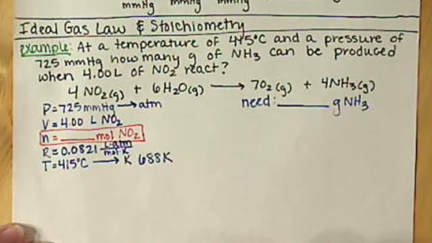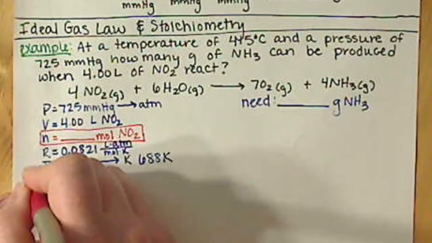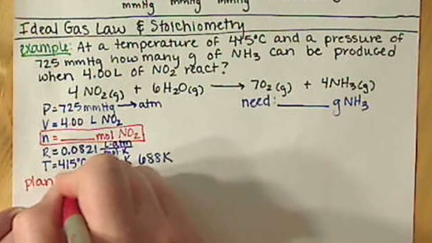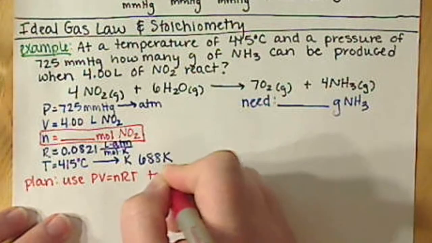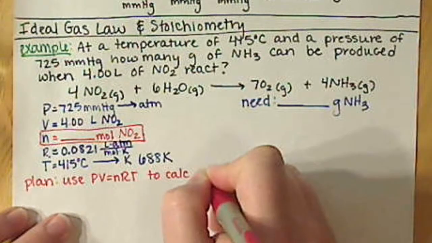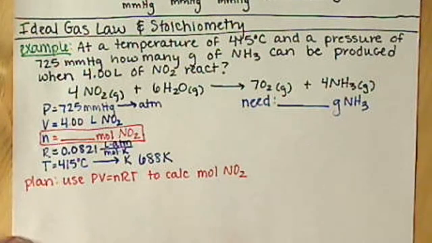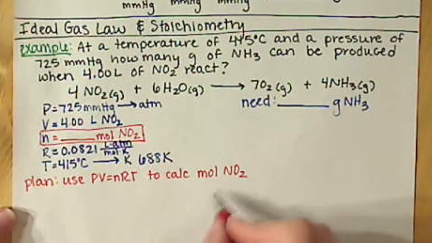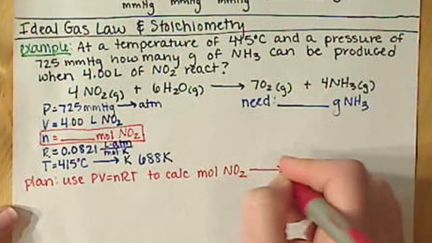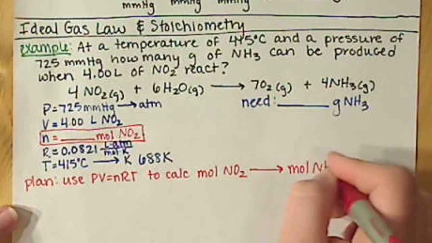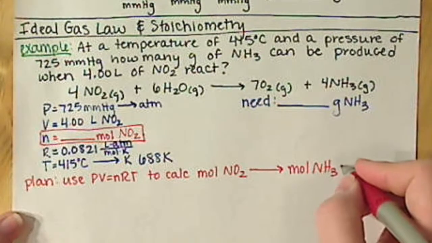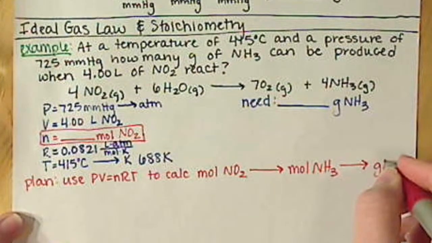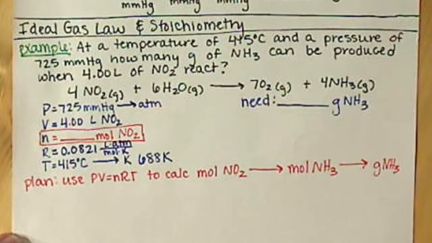So our plan here is we are going to use PV = nRT to calculate our moles of NO2. Then we're going to take our moles of NO2 and convert that to moles of NH3. And then we're trying to get to grams of NH3, and we can do that using our molar mass.